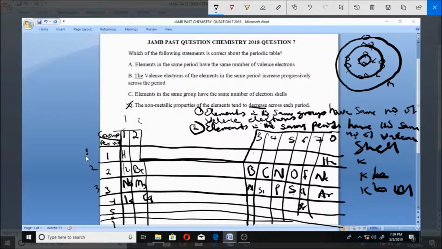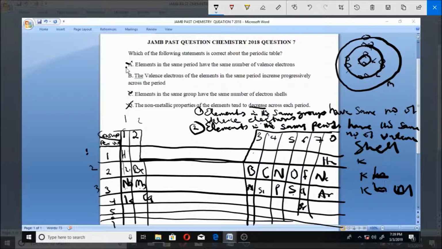Now, elements in the same group have the same number of electron shells. That is not correct, because it is elements in the same period that have the same number of valence shell. So this cannot be correct. Now this one, elements in the same period have the same number of valence electrons. This is wrong, because it's only elements in the same group that have the same number of valence electrons.